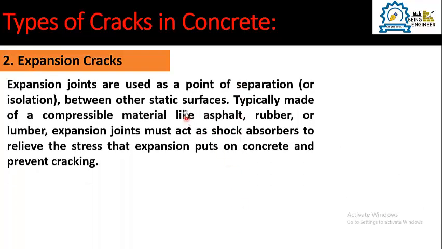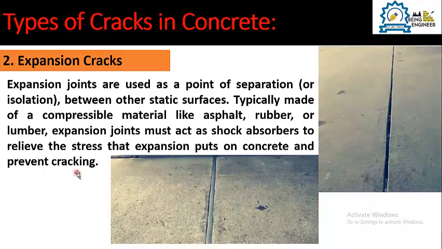Expansion joints are used as a point of separation or isolation between other static surfaces, typically made of a compressible material like asphalt, rubber or lumber. Expansion joints must act as shock absorbers to relieve the stresses that expansion puts on concrete and prevent cracking. As you can see in this picture, the material like asphalt, rubber or lumber is provided between expansion gaps to accommodate the stresses.